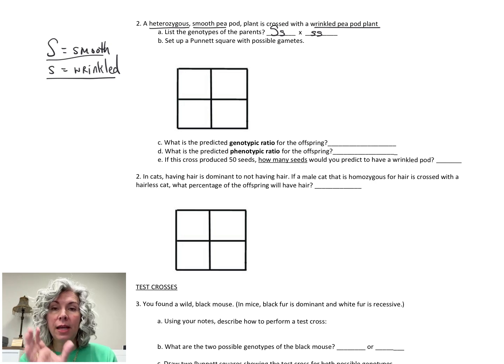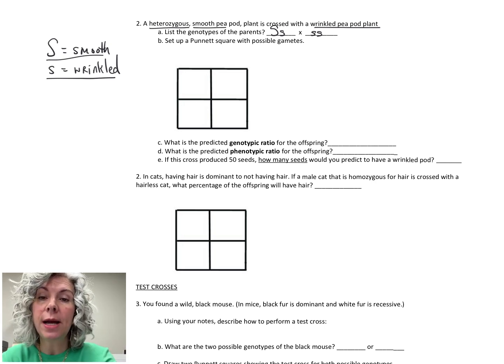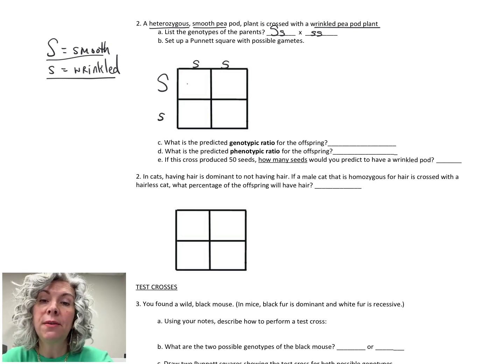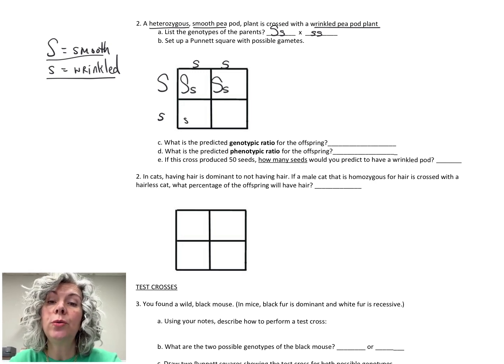And then the next question says do a Punnett square with it. All right, here we go. Break apart our parents. Big S, little s here. Two little s's across the top. Fill them in. Big S over, little s down. Big S over, little s down. Two little s's, very similar to our last question.